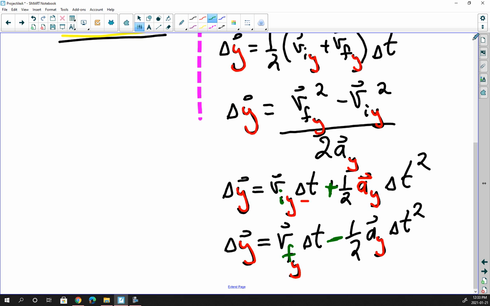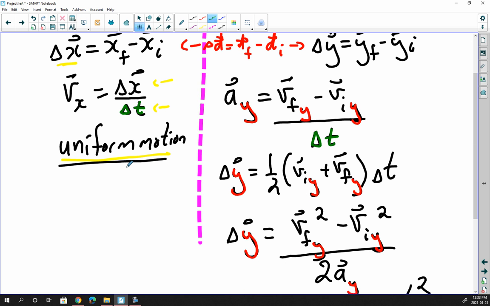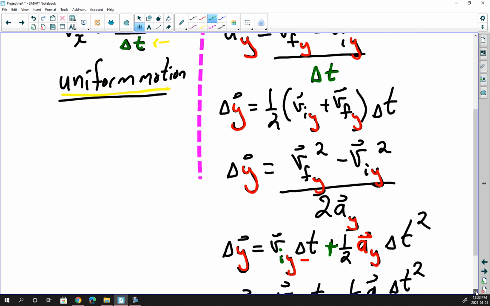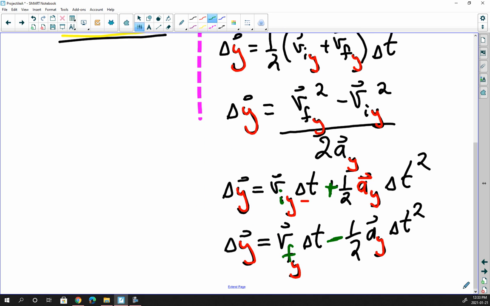You had the one side here in x that was all the uniform motion components. But on this side here, it's a rewriting within the y component of our familiar non-uniform motion equations, now broken down into components of y here.